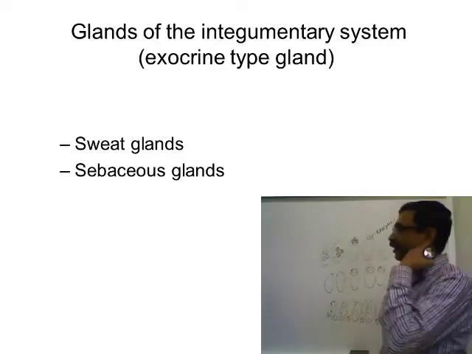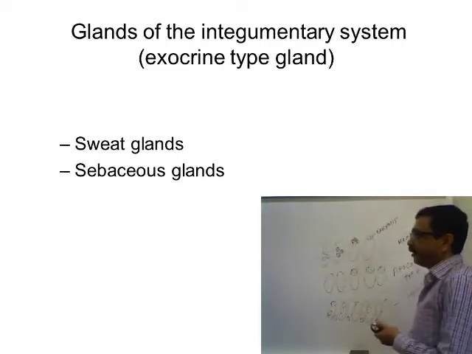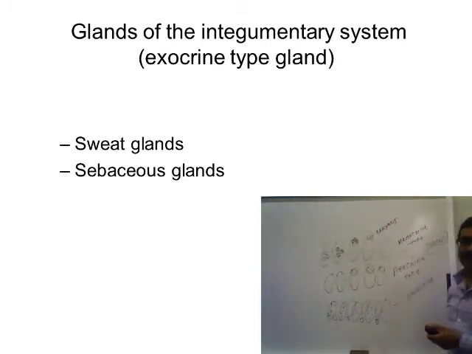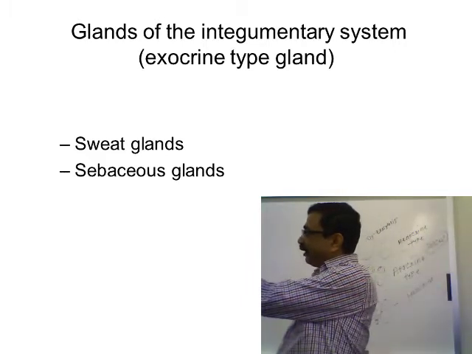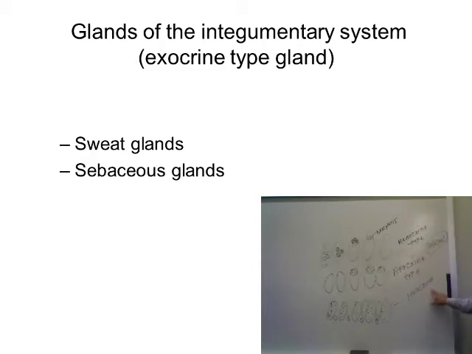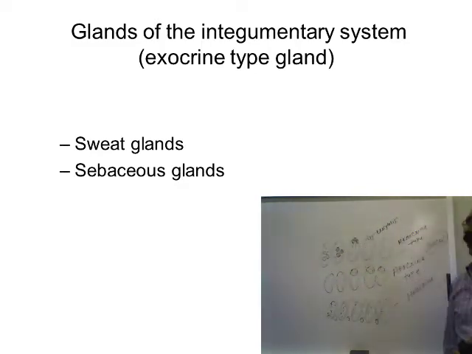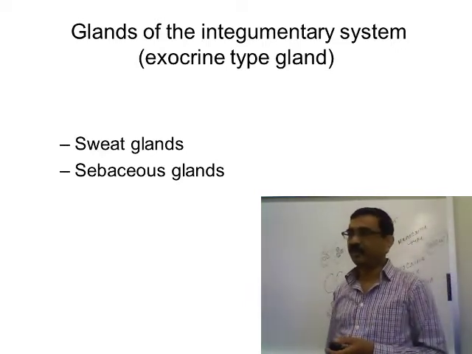Now, you know that the skin has sweat glands and sebaceous glands. Sweat glands, there are two types. Eccrine sweat glands, they do what kind of secretion? Merocrine type secretion. That means they produce vesicles and release the chemicals by exocytosis. Is it clear? The apocrine sweat glands do apocrine type secretion. The upper portion is destroyed. And sebaceous glands do what? Holocrine type secretion. So, those are the three types of glands of the skin, and they secrete in three different ways. Eccrine sweat glands are merocrine, apocrine sweat glands are apocrine, and sebaceous glands do holocrine.